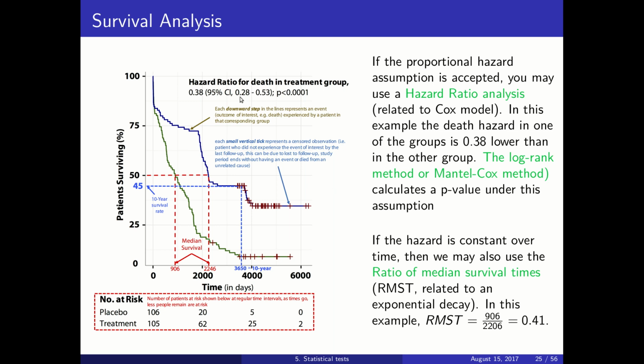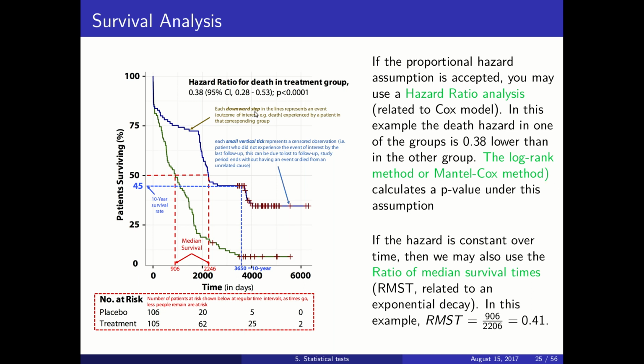And this is what you have here. So the hazard ratio, for which there is a way to compute it, is 0.38. That means that the hazard in one of the groups is smaller. In this group, the hazard is smaller than in this group. And you can always put a confidence interval and compute from it the p-value.